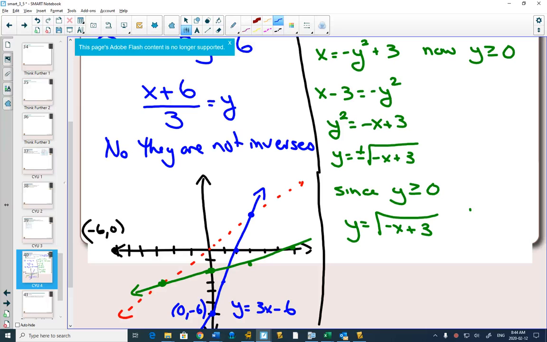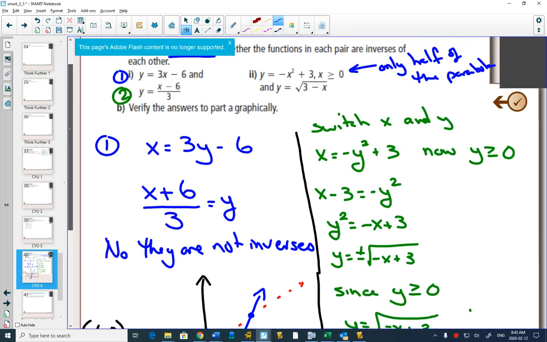So that y being greater than 0 tells us we're only going to get half of the inverse too, because if you have half the parabola, part of it's going to be gone. You're not going to have the full inverse either. You're only going to have one of those two square root functions. And in this case, since the y was greater than 0, you would have to have the positive 1. Okay?